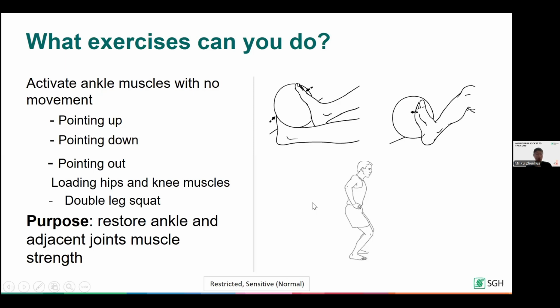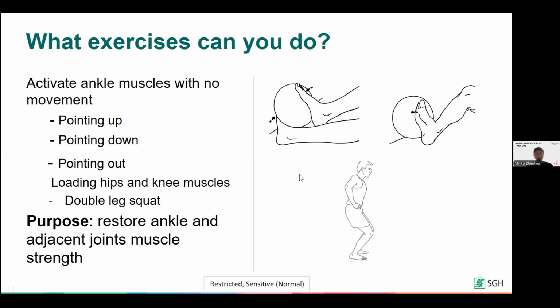On the other hand, once it's getting better, we can even load the lower limb muscles a little further up, for example the knee and the hip area as well. That can be done through a double leg squat, similarly with a 5 to 10 second hold. You can do it 10 times, 2 to 3 sets, on a daily basis. The idea behind this is to restore the ankle and adjacent joint muscle strength and activation.